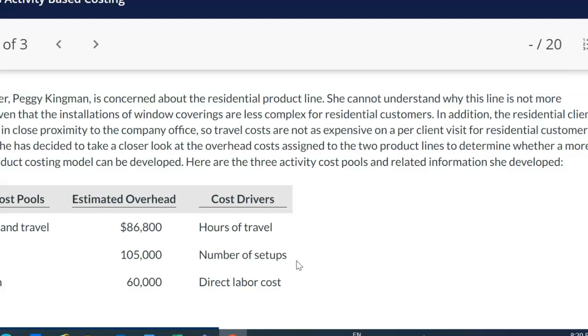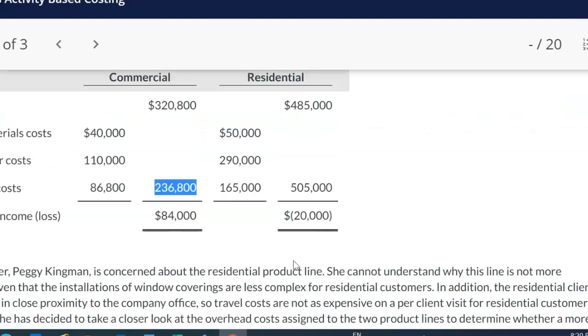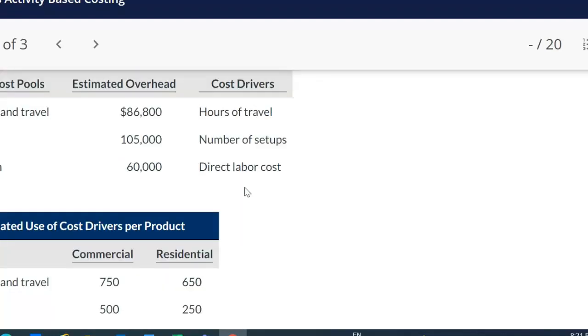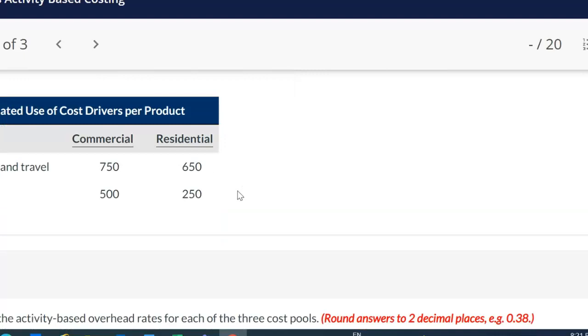And obviously, the overhead costs, if you go up, you'll see that they assign the overhead costs: 86,800 for commercial and 165,000 for residential. So you put those two together, you get something like 150. So now they're taking that 150 overhead cost, go down. Farah, just go down. Oh no, it was 106,250. Okay, go up.